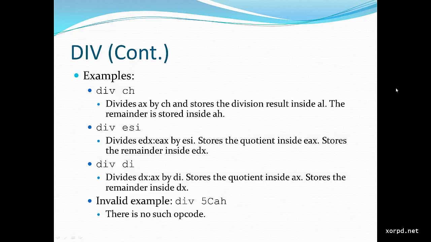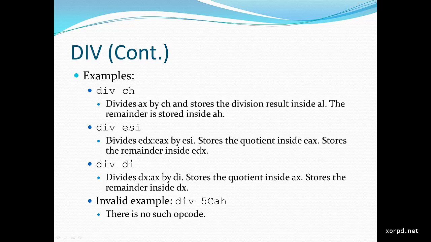Some examples for using the div instruction. Div ch. This instruction divides ax by ch and stores the division result inside al. The remainder is stored inside ah. I remind you that ch is of size 8 bits.